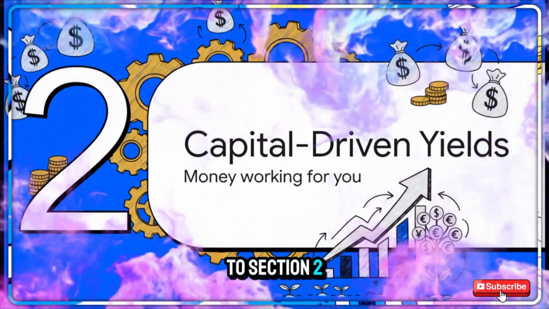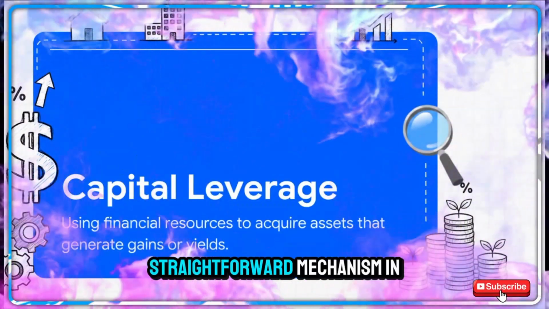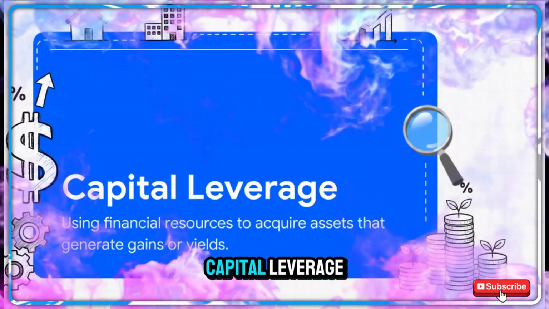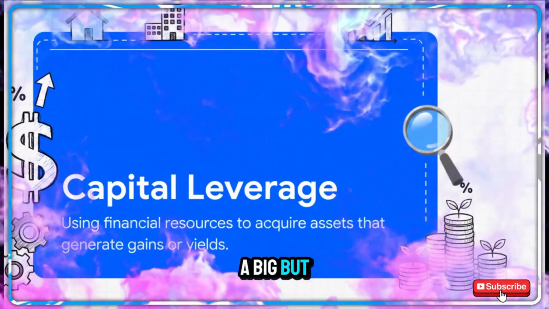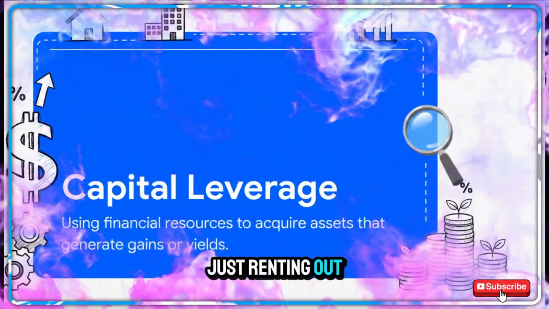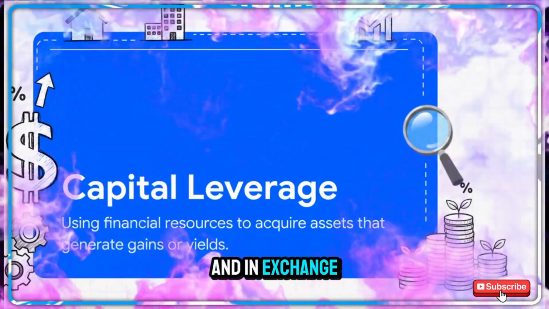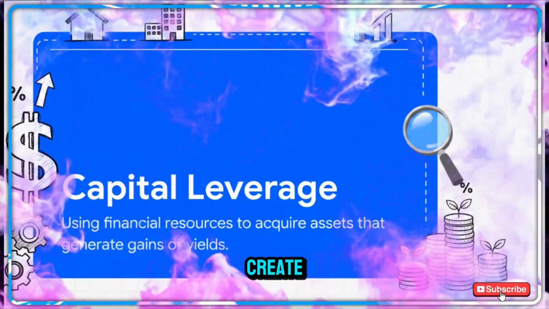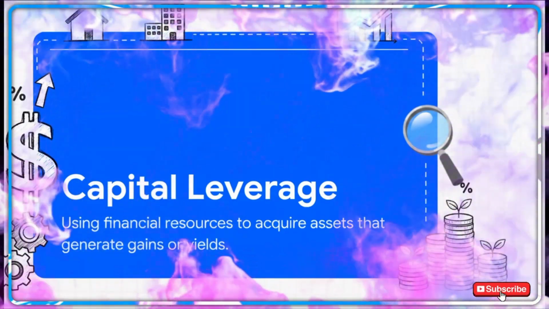Moving right along to section 2, capital-driven yield mechanisms. This defines the most straightforward mechanism in our entire framework, capital leverage. Now, this requires virtually zero upfront labor, but, and it's a big but, it takes a massive initial monetary input. You are essentially just renting out your accumulated capital. You inject your funds into the broader economy, and in exchange, you capture a percentage of the value it helps create. That could be through the structural appreciation of the asset itself, or through scheduled automated payouts like dividends and interest. It's literally wealth generated purely by existing wealth.